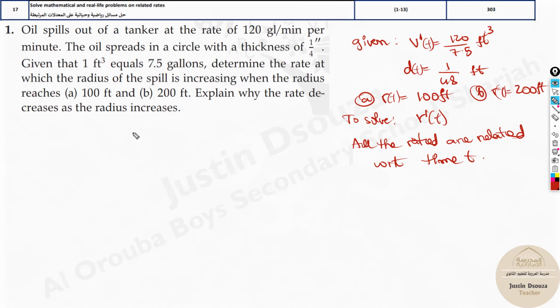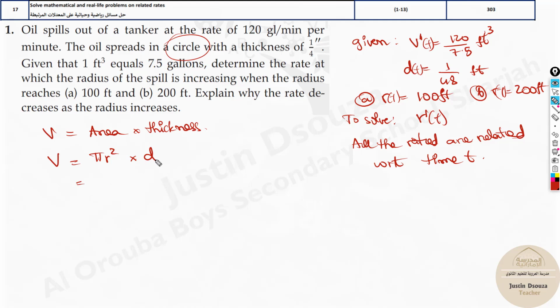Which formula can you use to solve this? We know the rate of volume is given, so we need to have volume and differentiate it to get the rate. So let's use the volume formula. Volume is area times the thickness, or the depth. I'm writing thickness here because they have told us the thickness. What is the area? Which shape does the oil spread in? It spreads circular, so area would be pi r squared, and the thickness is the depth d, and that's the volume.